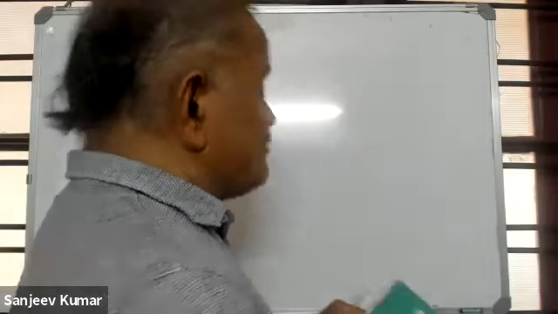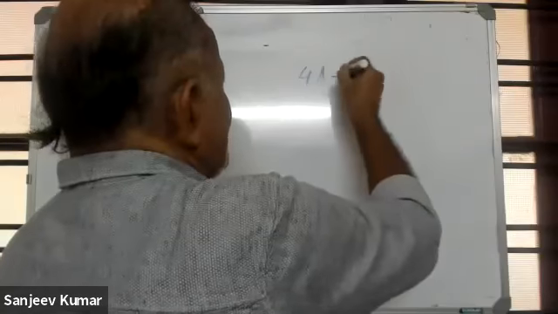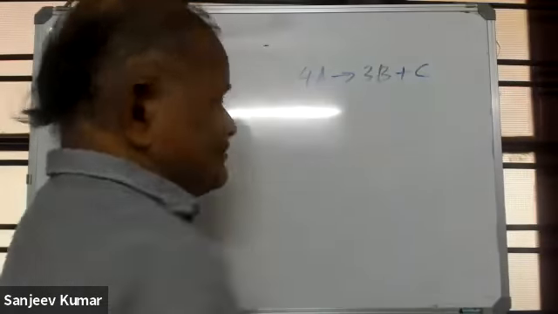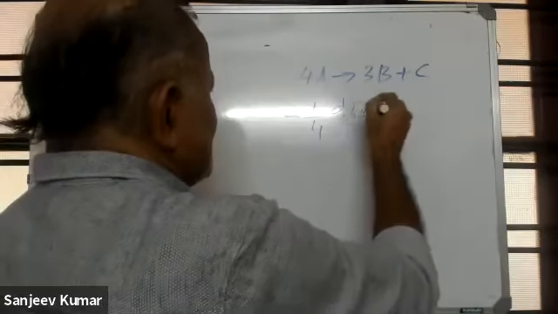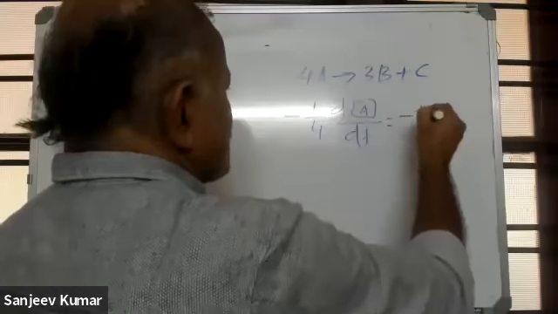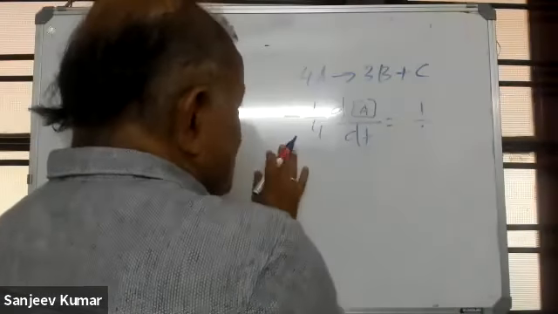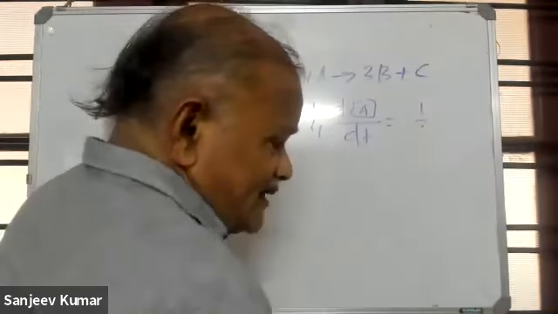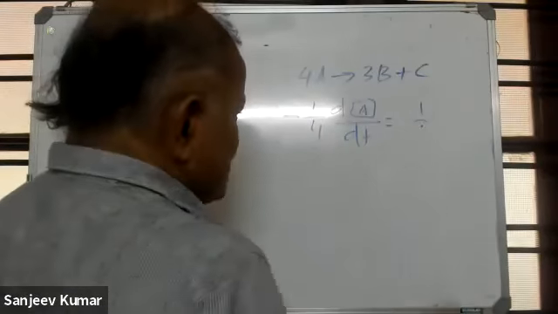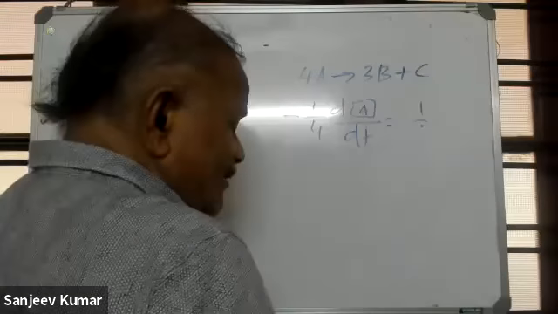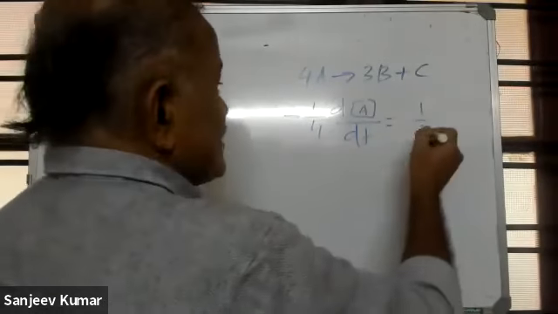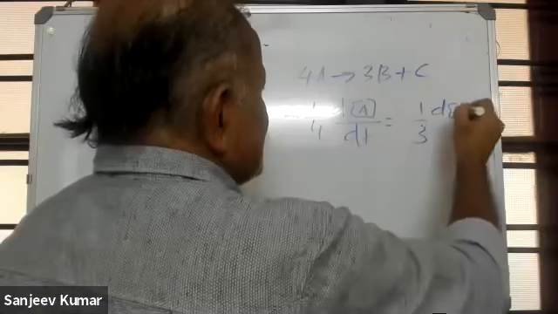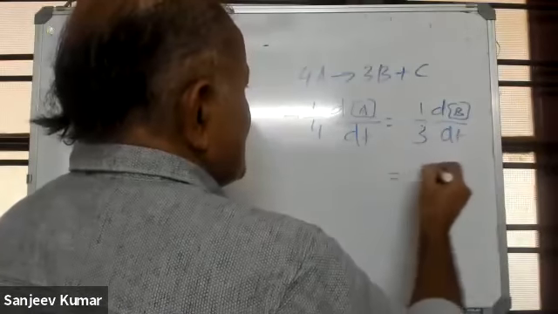And here, what is the equation? Equation is 4A gives 3B plus C. This is the equation. Minus 1 by 4 dA by dt is equal to, with respect to reactant, it is negative because the concentration of the reactants decreases. The final concentration will be less than initial concentration, but rate is never negative. To make the rate positive, you have to put the negative sign. It is equal to 1 by 3 into dB by dt, which is equal to dC by dt.